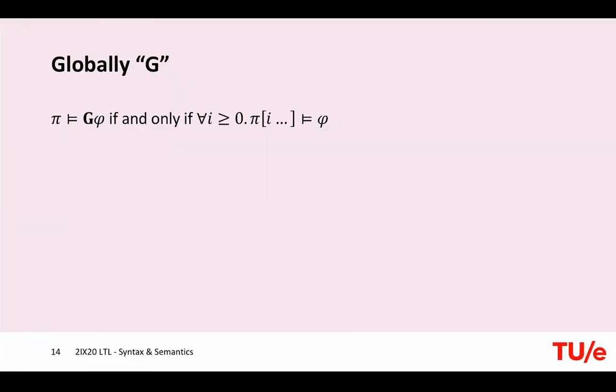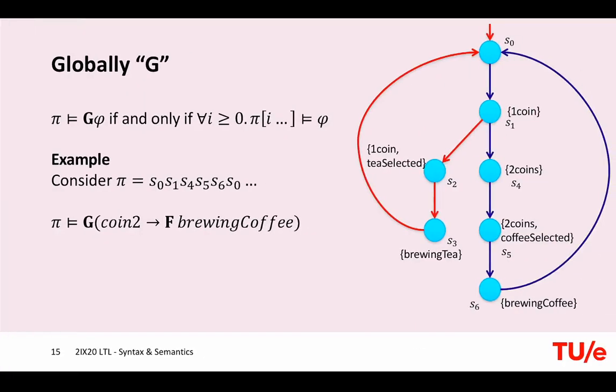The last temporal operator that we consider is globally, and pi satisfies globally phi if and only if for all suffixes, so for all indices i, the suffix of the path pi starting at position i satisfies formula phi. So for instance, the path that we have here satisfies globally whenever we have 2 coins, then eventually brewing coffee. So this is a nice coffee machine where we are guaranteed, when we have inserted 2 coins, to eventually get coffee.